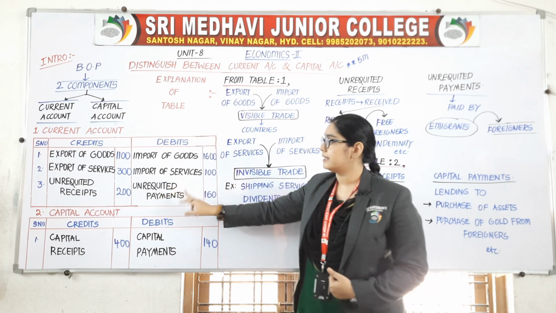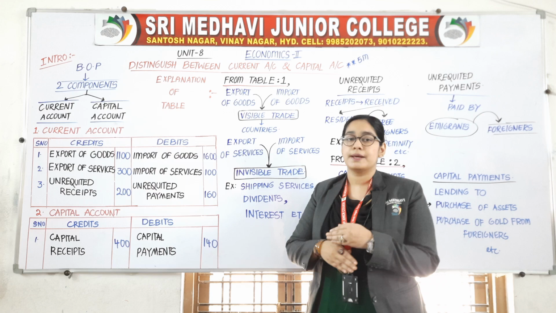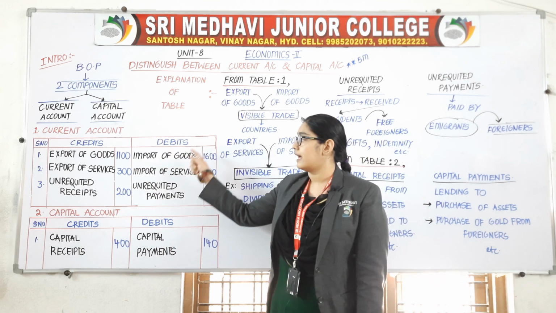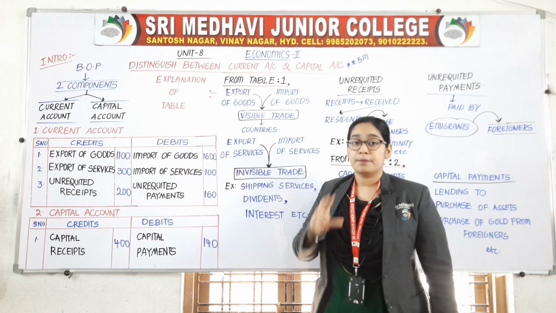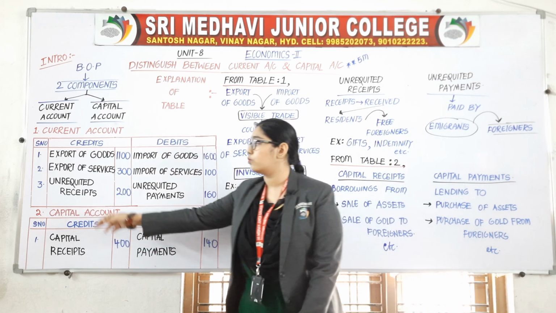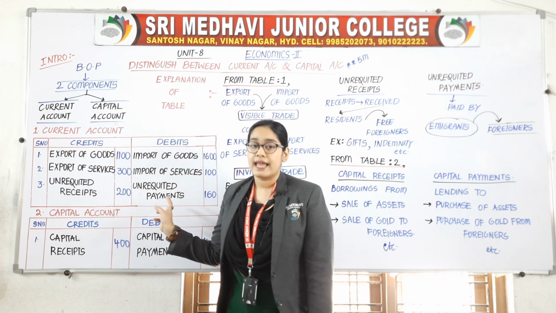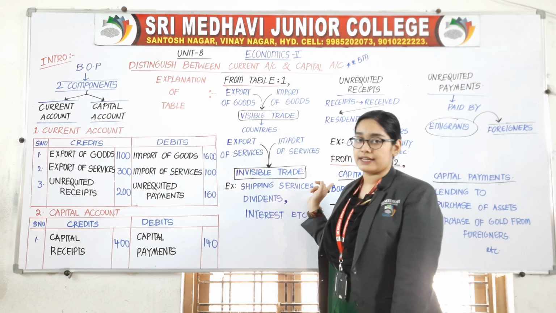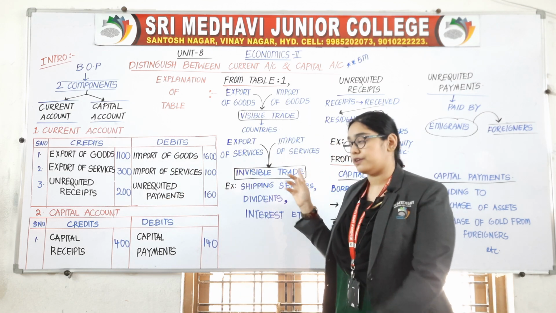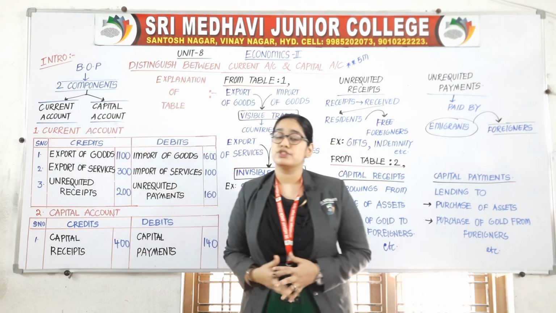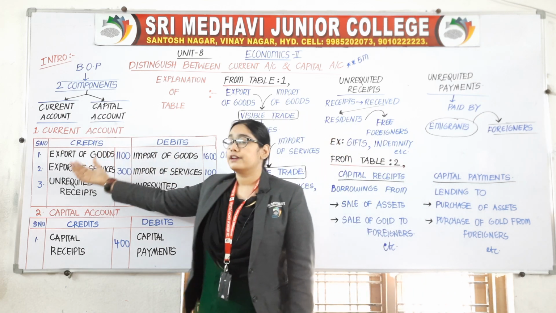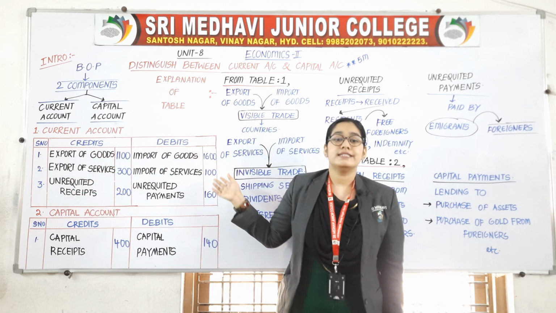Then unrequited payments. Payment means money is going out, so again it is debit. How much? 160. Briefly, I'll explain what unrequited receipts and payments are when we come to this side. But right now, we are discussing the current account, so it consists of credits and debits.